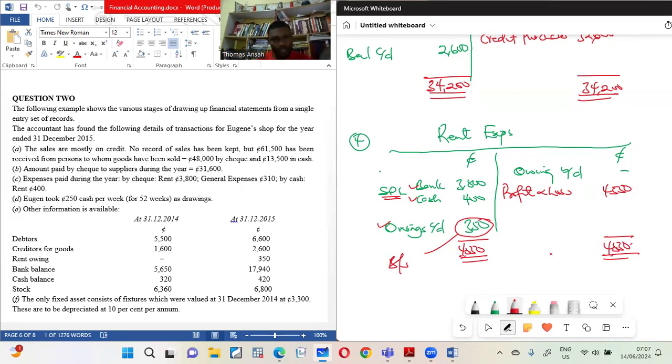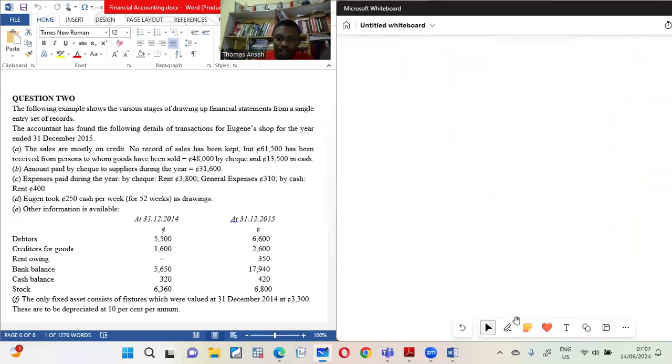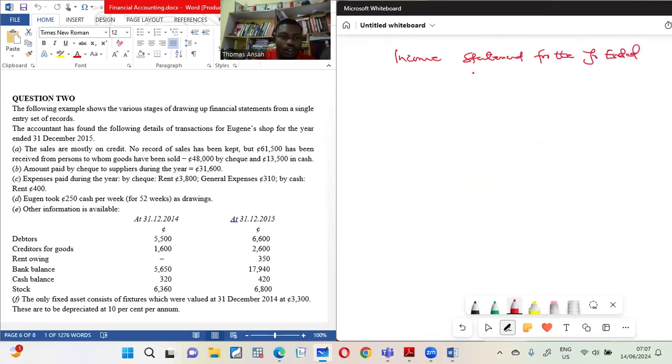Let's now prepare our P&L. All right, so let's now go ahead and prepare our P&L. So that will be our step 5, and then prepare the balance sheet. Then we are done. So let's do income statement. Income statement for the year ended 31st December 2015.